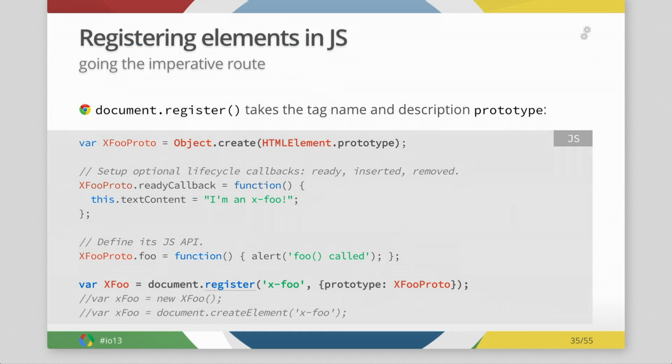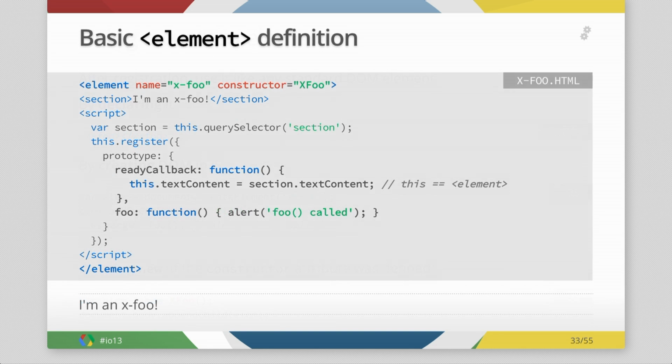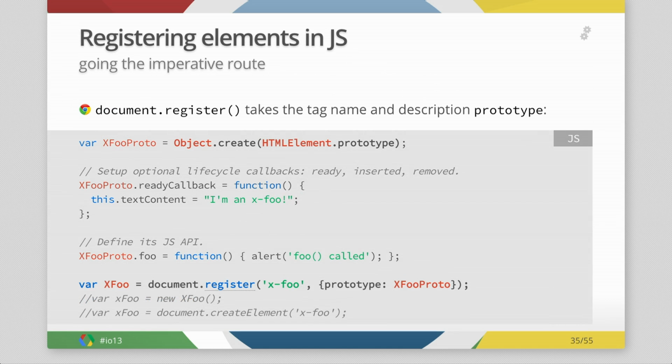If you want, you can go completely in JavaScript, right? If you want to register an element and create it in JavaScript, you can do that using document.register. So in this example, same element as I had before, so just a quick glance, right? The section tag, the ready callback, the foo method. Same thing, just in the JavaScript version.